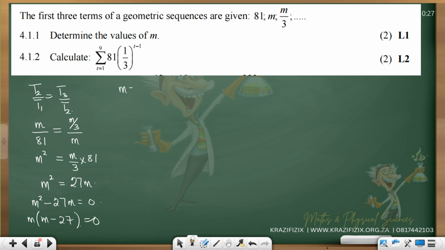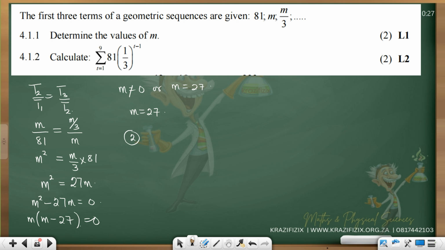So it's either m equals 0, but now, can my m really be 0? If m is 0, I would have 81, I would have 0, and I'll have 0. And really, we don't want our r to be 0. So m therefore would be 27. But it's nice to show all your answers.